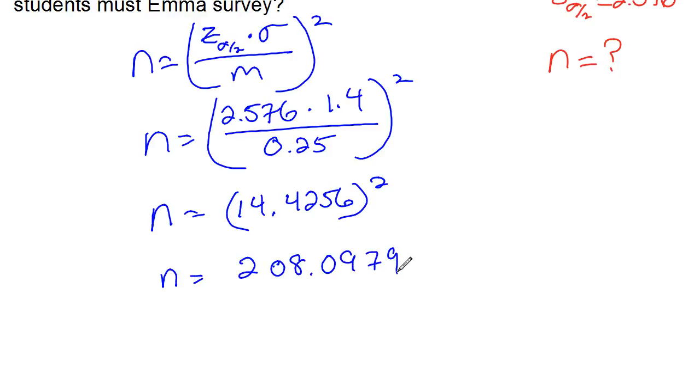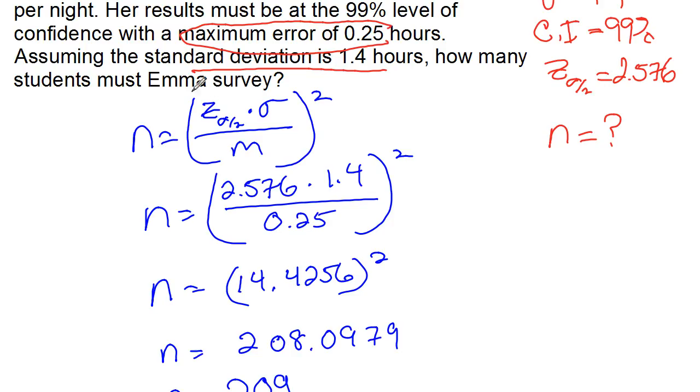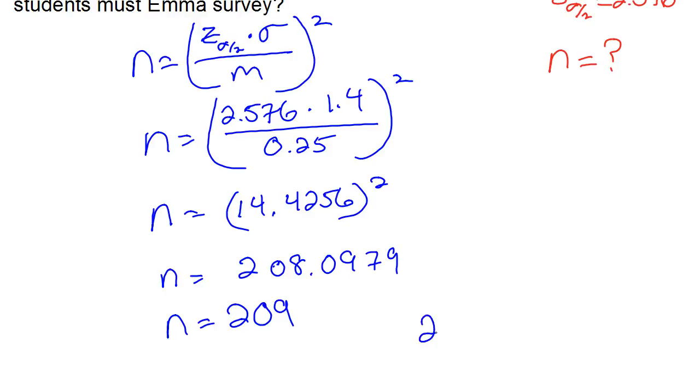You square that and you get 208.0979. Now notice that you have 208 and then a little bit of extra. Well, I need this little bit of extra to be accurate. So I cannot round down to 208. I actually have to round on up. So I actually need 209. So Emma needs to survey 209 students. Oh, not 208, 209. 209 students need to be surveyed.